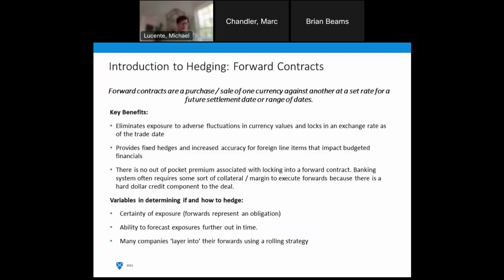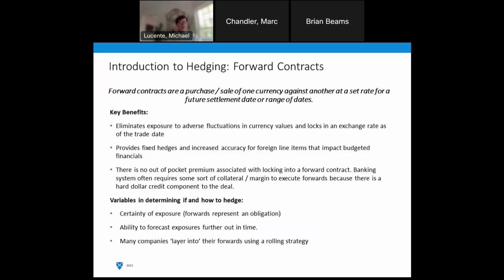So you have certainty of exposure, you have the ability to forecast, and the last point is layering into forward contracts. Companies do it many ways. Some companies don't want to hedge everything. They'll hedge 50%, 60%, 70%. If they see the rate moving to a favorable level, like the euro was at parity last year, 1-to-1, if you're paying in euros, that's a very good time to buy euros, go long euros. So a lot of companies hedged more at the time the euro was weak.